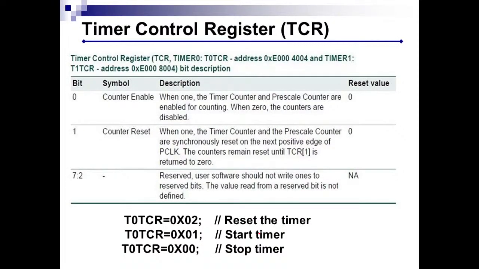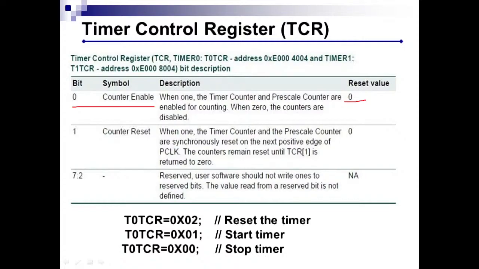There is one more register called the timer control register, TCR. The TCR is also a 32-bit register, but out of that, the first bit is very important. Bit 0 is the counter enable bit. Whenever this bit is 1, the timer counter is enabled for counting. Its reset value is 0. That means on reset it is automatically 0.